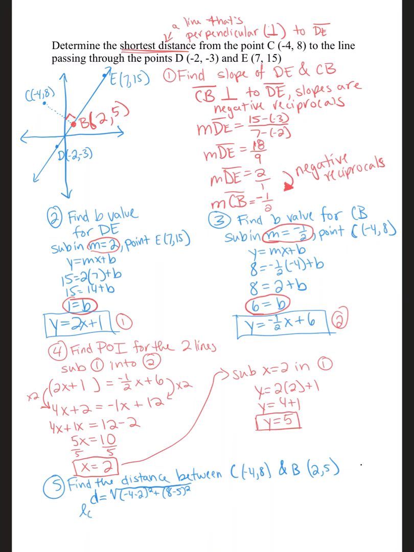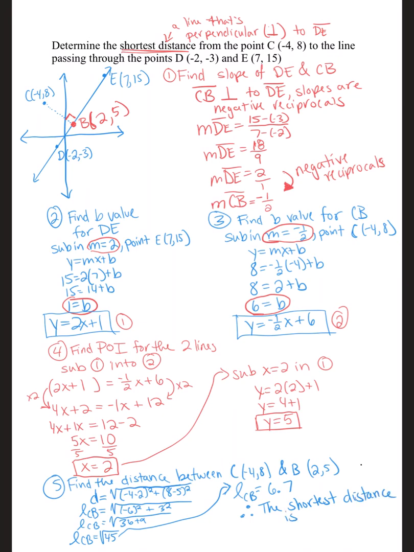This is going to give us the length of line segment CB. So we have a negative 4 minus 2, that's a negative 6 squared, plus 8 minus 5 is 3 squared. Okay, so we have 36 plus 9. So we're going to have a square root of 45. If we were to take the square root of 45, you should get 6.7. So that tells us the length of that line. That also answers our question about the shortest distance. So we can say, therefore, the shortest distance is 6.7 units. We didn't have any units to measure on this, so we'll just say units.